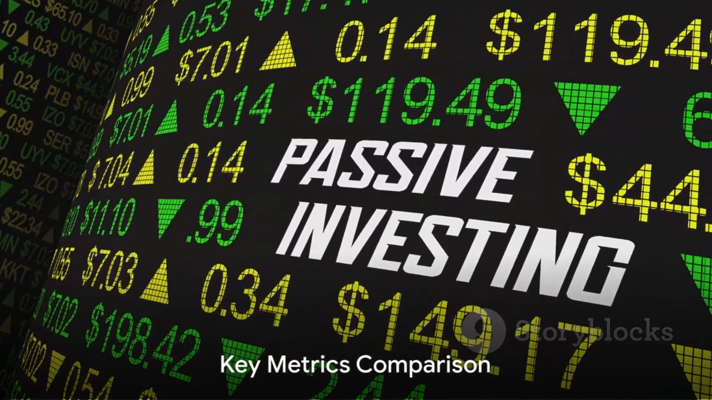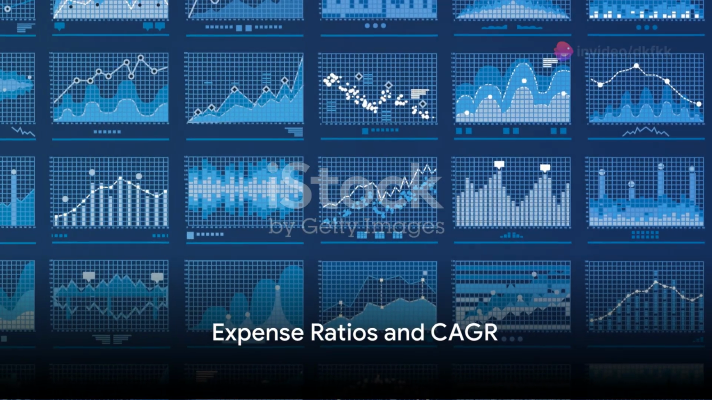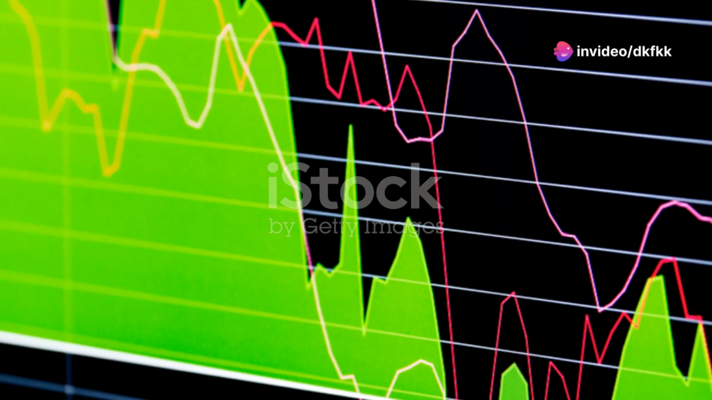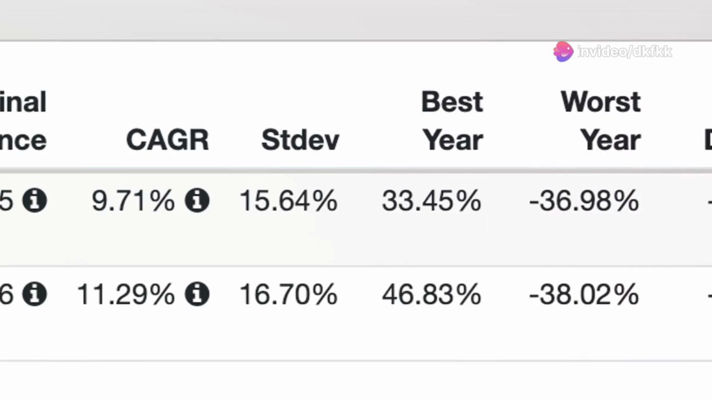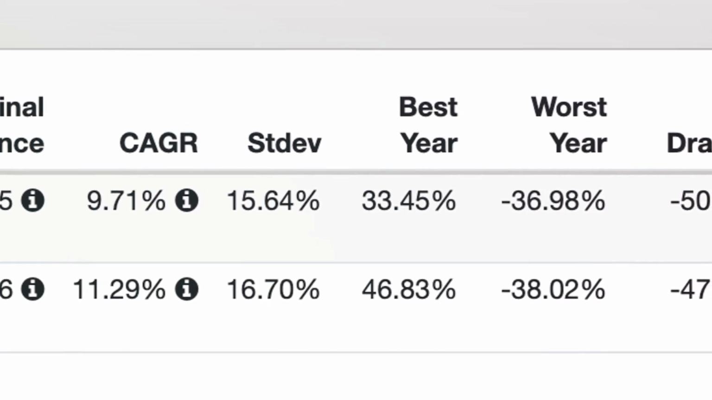But why compare VUG versus VTI? Well, let me show you. First up, let's tackle the expense ratios and compound annual growth rates, CAGR. When it comes to investing in ETFs, the expense ratio is a crucial figure. It's what you pay annually for the management of the fund.